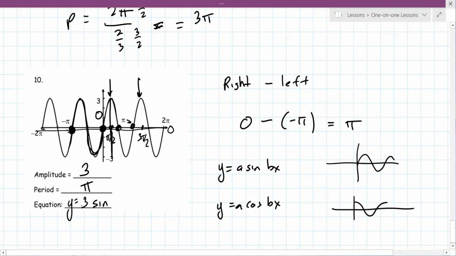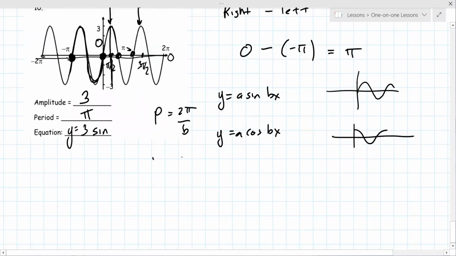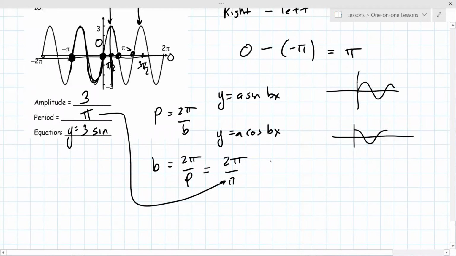You put the amplitude out front, and then you need to get this b value. So the b value comes from the period. So the period equals 2 pi over b, which we used in the previous problem. But when you solve for b, b is 2 pi over the period. So in your problem, it's 2 pi over pi, which equals 2. So you put a 2x there. We're going to do 12 next because it's more related to 10 than the others.